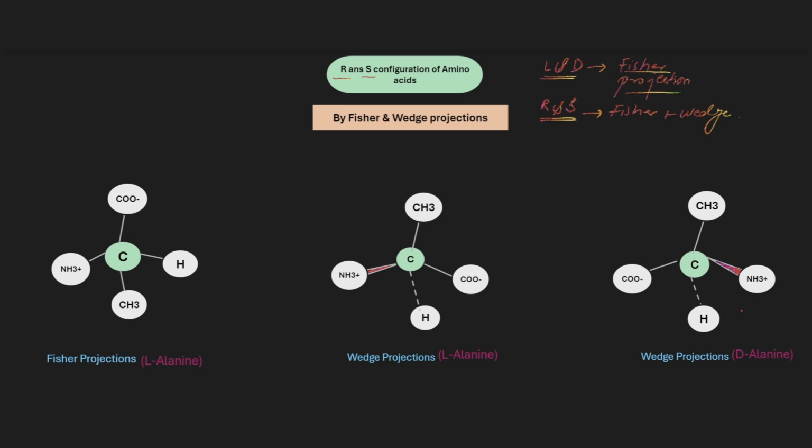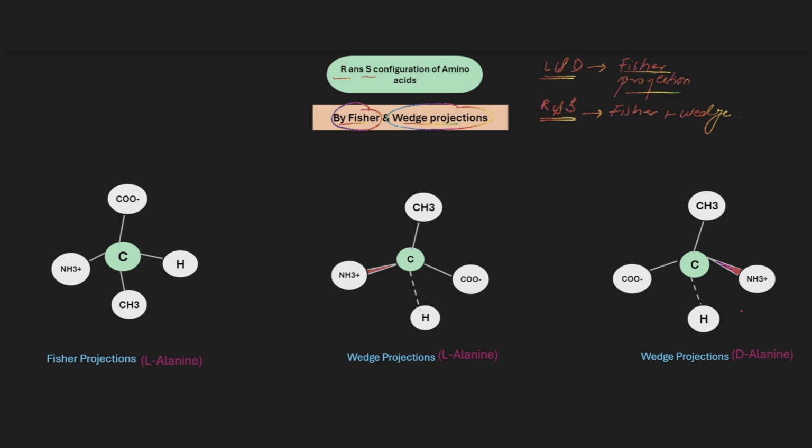For example, you can be given an amino acid in the Fisher projection form in your exam, or you can be given an amino acid in the wedge projection form. These are the two representations in which amino acids can be drawn or written. And you are asked to show that this amino acid is in the R configuration or in the S configuration. So first of all, you should know what the Fisher projections and the wedge projections actually are. So let's briefly discuss the Fisher projections first.